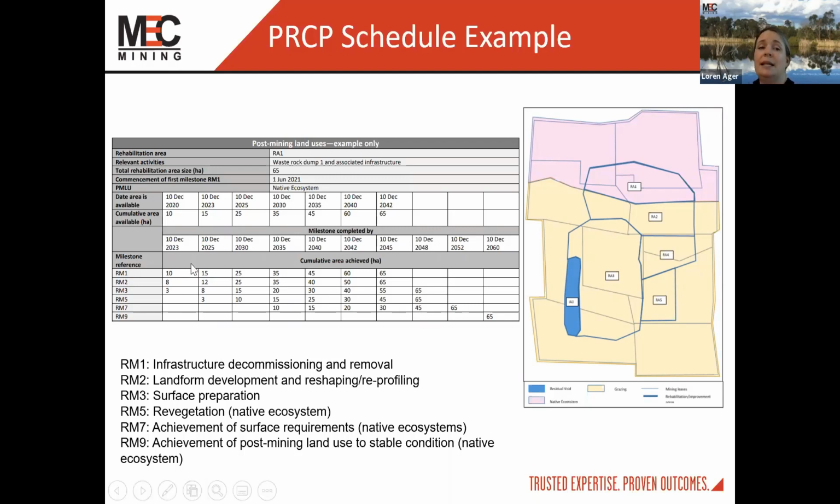However, you can see that in that first year, of the 10 hectares that was available for rehabilitation, 10 hectares have had infrastructure and decommissioning removed. Of that 10 hectares, 8 hectares has had land development and reshaping and reprofiling, and 3 hectares has had surface preparation. You can see this cumulative area and milestones achieved finalised in 2060 for achieving post-mining land use, so that's stable condition.